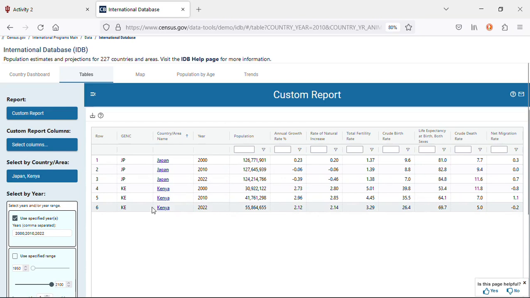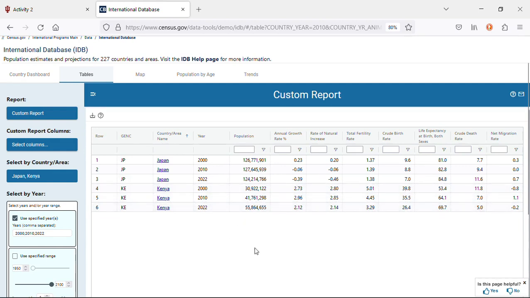Now look at Kenya. Look at this particular data, and I see, okay, a growing population, 30, 41, 55 million. I see an annual growth rate. It's quite high, but it is slowing down. A rate of natural increase, okay, much higher than Japan. Total fertility rates, once again, that's way above that 2.1 number. Look at birth rates versus death rates. Look how much higher the birth rates are compared to death rates.